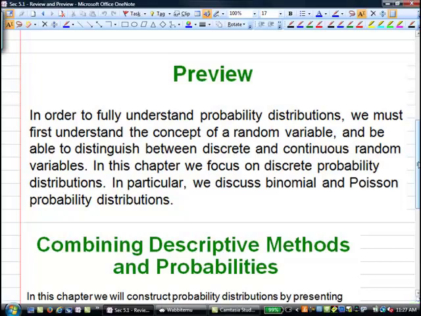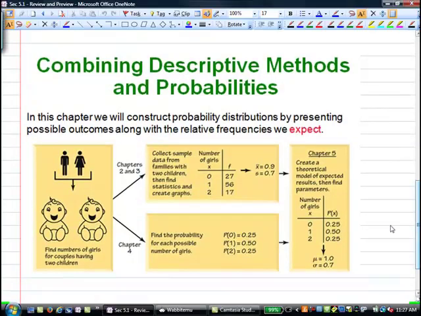In 5.4, we're going to look at discrete probability distributions. We are going to discuss the binomial distribution, not the Poisson. We will omit the Poisson. And here's a graph that illustrates what it looks like when we combine descriptive methods and probabilities. And this table is also in section 5.1 of your book.